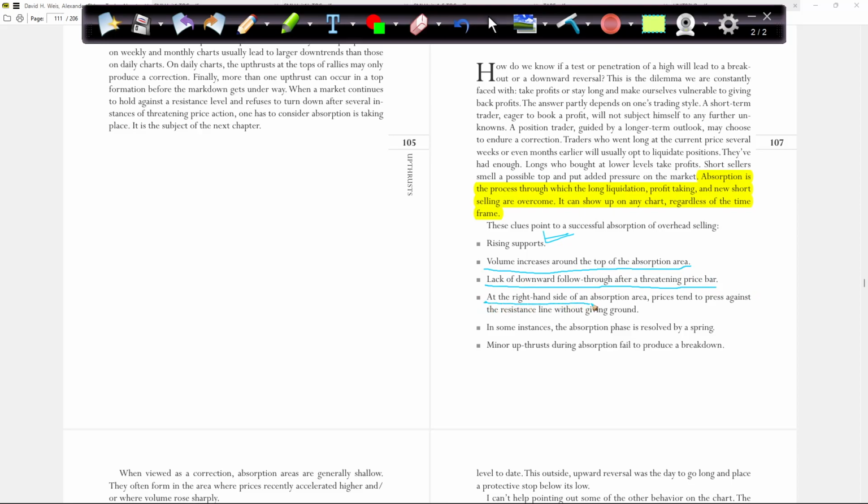At the right hand side of an absorption area, prices tend to press against the resistance line without giving ground. In some instances, the absorption phase is resolved by a spring. Minor upthrusts during absorption fail to produce a breakdown.